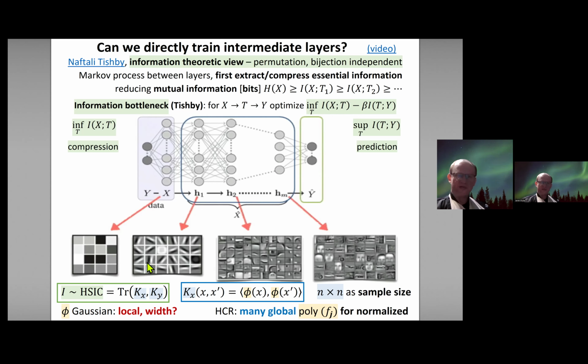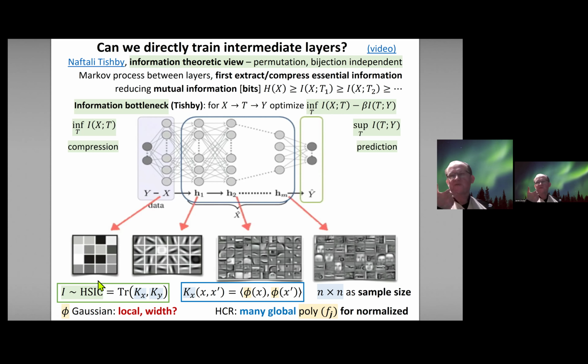But it also turns out it's good to remove noise information from the previous layer, to find only meaningful information. So there are at least 2 articles using HSIC for that, and it would be nice to replace it with HCR.